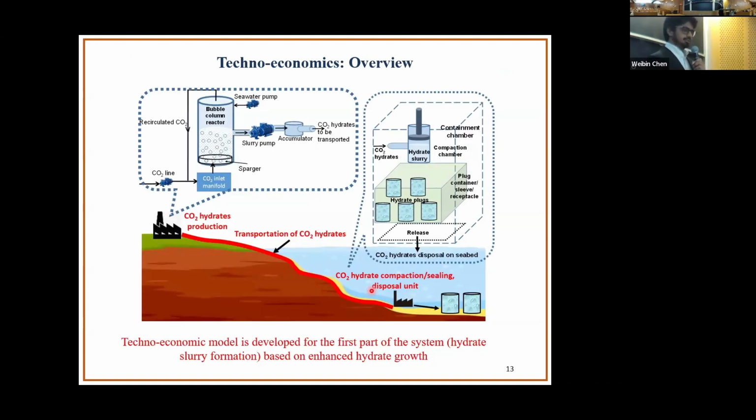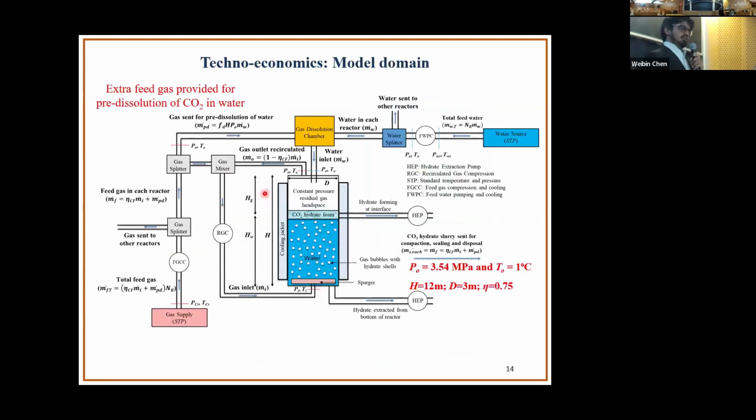Moving on to techno-economics. For this plan, we are currently focused on the first half of the overall process for the techno-economic model. This is what we're trying to include in our model, which is essentially a gas supply and water supply at specific conditions. We have a gas recirculation system, and we have a separate gas splitter for pre-dissolution of the water, so that you can increase the overall sequestration with the pre-dissolved gas in the water.